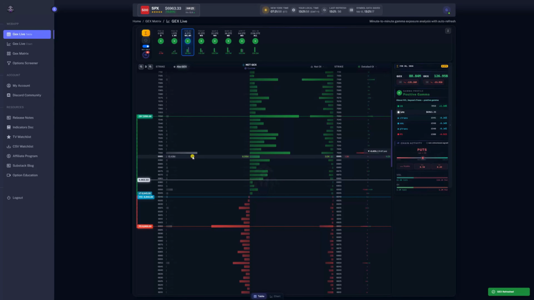Okay, so it's very important to understand that if you see high GEX bars in here, it doesn't mean that the market will go there. It's just the current positioning. But it can mean that if the market goes there, there might be a reaction.